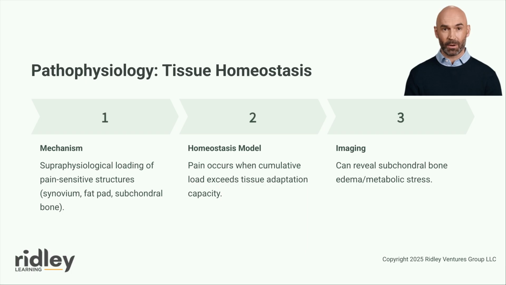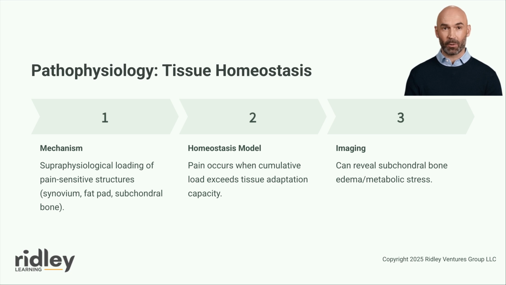At the tissue level, patellofemoral pain is conceptualized as resulting from supraphysiological loading of pain-sensitive structures within and around the patellofemoral joint. The subchondral bone, synovium, infrapatellar fat pad, and lateral retinaculum contain nociceptive fibers that can become sensitized with repetitive mechanical stress. Importantly, articular cartilage itself is aneural and cannot directly generate pain signals, though cartilage degradation may alter joint mechanics and increase stress on adjacent innervated tissues.